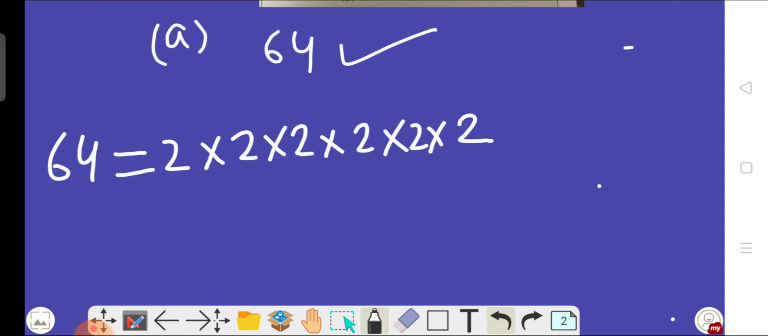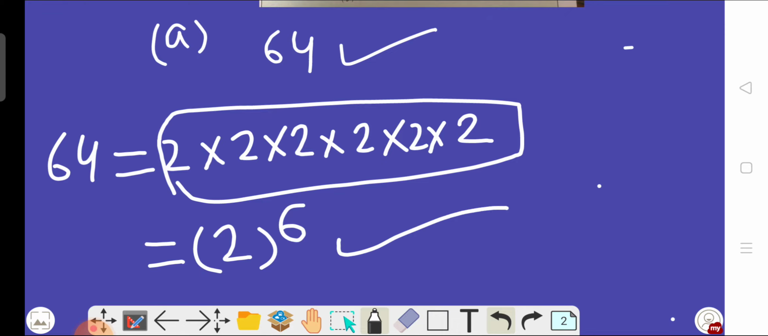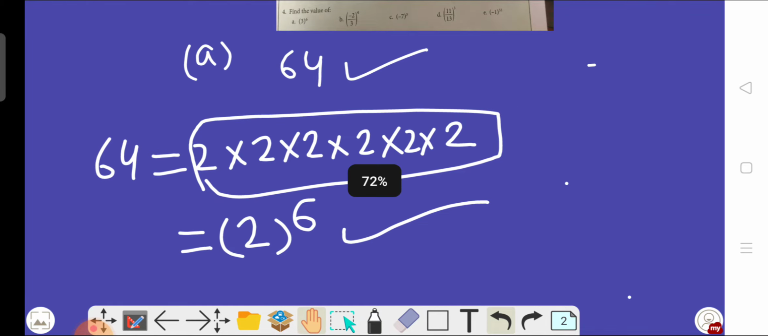Two is repeated 6 times. How many times? 6 times. So this is equal to 2 raised to the power 6. This is the exponential expression of 64. Okay. In the same manner, we will do the remaining question.